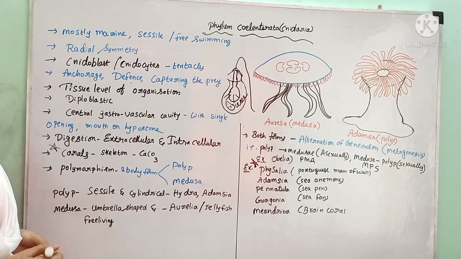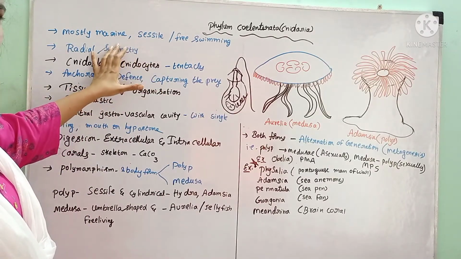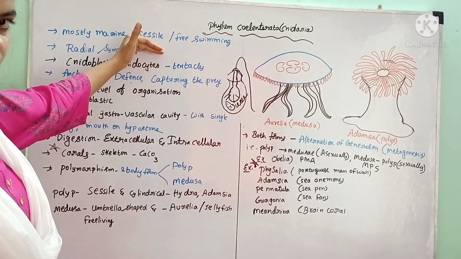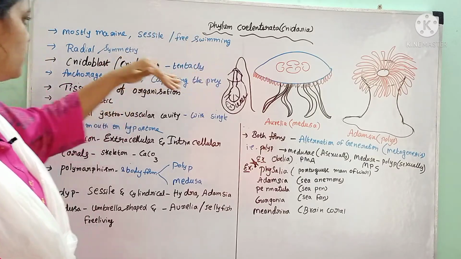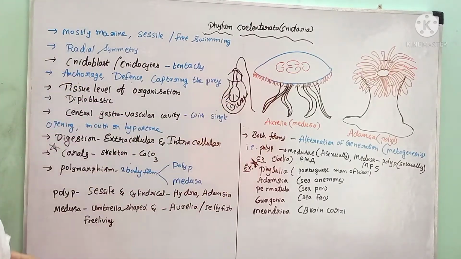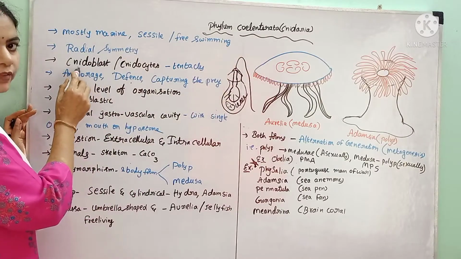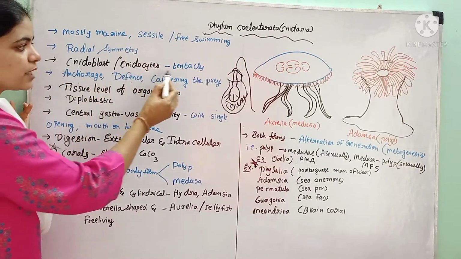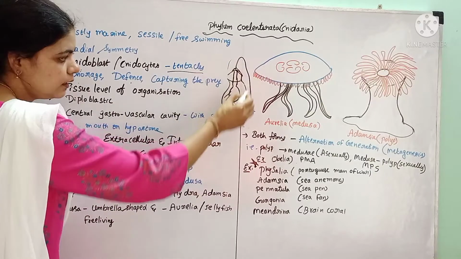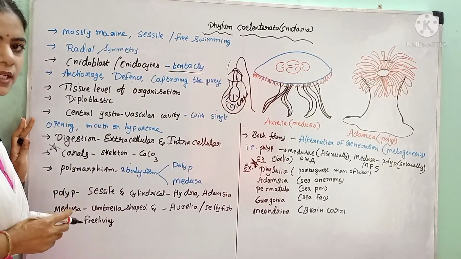So these are the characters. I will tell once again. What are the characters? Mostly marine. Some are sessile forms and some are free living forms. They exhibit radial symmetry and they are diploblastic animals. The name Cnidaria is derived from the presence of cnidoblasts or cnidocytes which are present in the tentacles. What is the function of these cnidoblasts or cnidocytes?